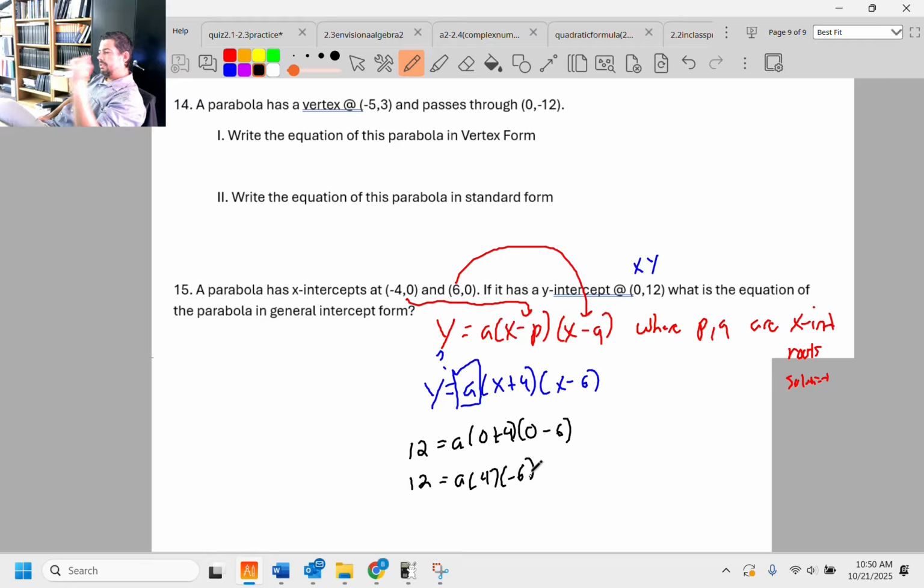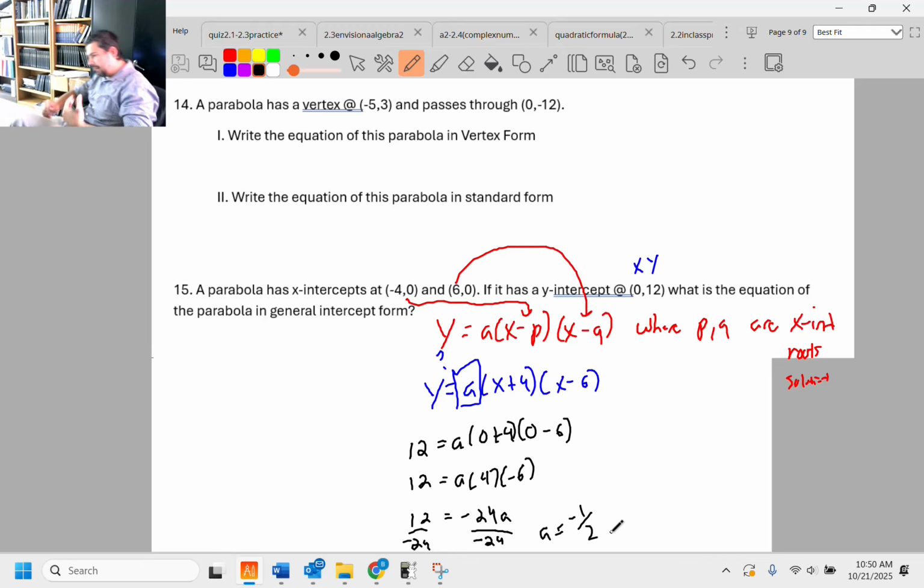Anyways, 4 times a -6 is -24. So 12 is -24 a's. We just divide out the -24 and we have the a value. So a is going to be -1/2. And I'll see a lot of kids stop right there. That's where they will stop.